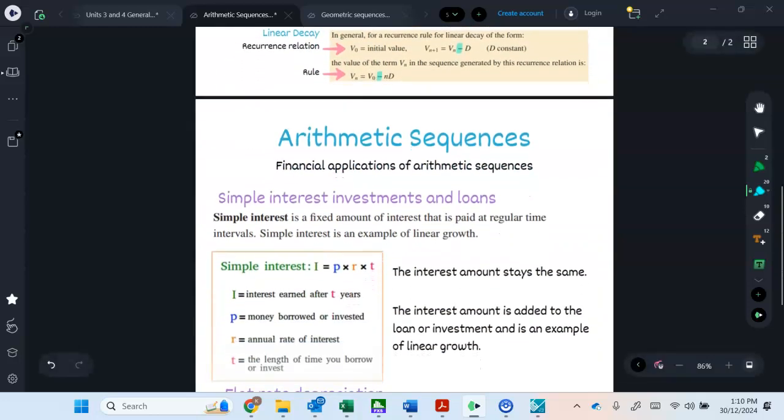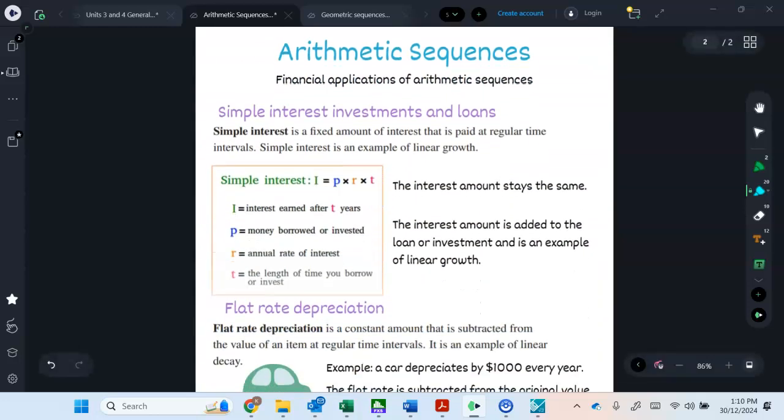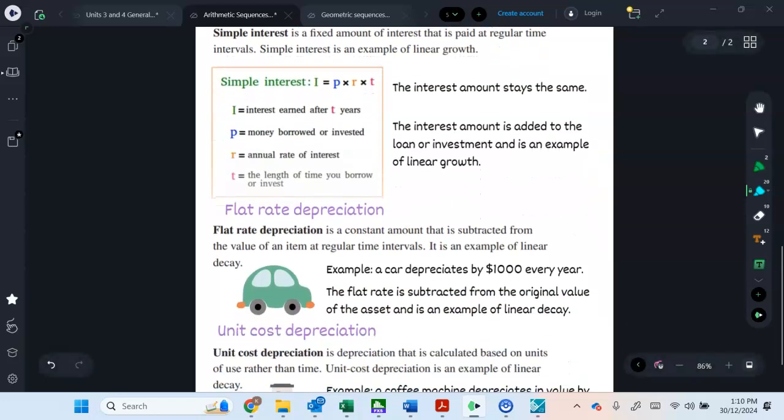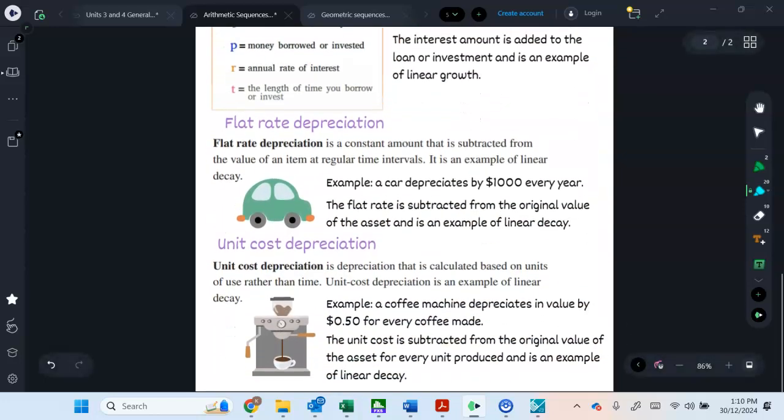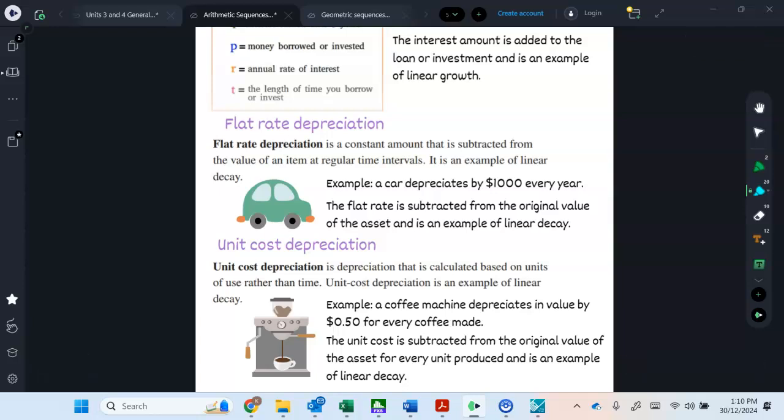We're not going to, in this video, look at financial applications, but just as a quick recap, for arithmetic sequences, the financial applications are simple interest, loans and investments, flat rate depreciation, and unit cost depreciation.